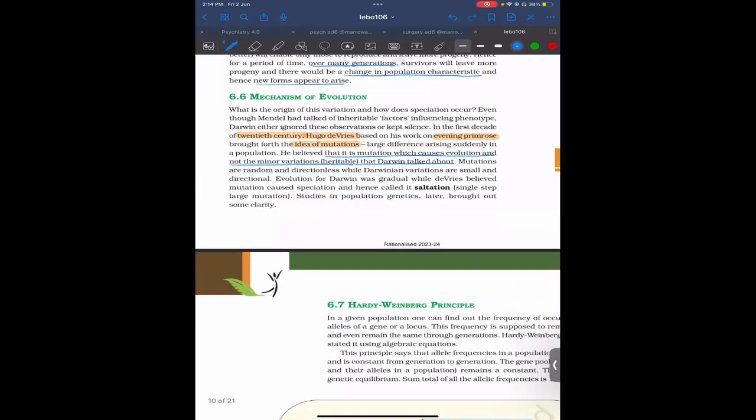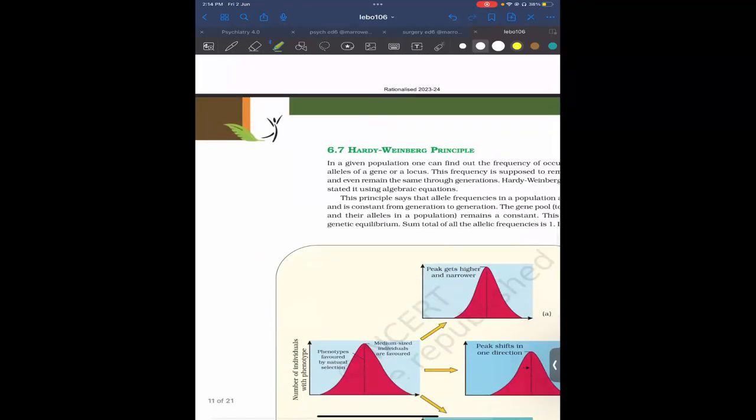So if evolution for Darwin was gradual, while for De Vries he believed that it was saltation, a single-step large mutation. But studies in population genetics later brought out some clarity. After this comes the Hardy-Weinberg principle.